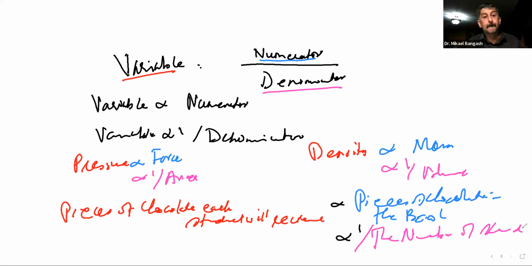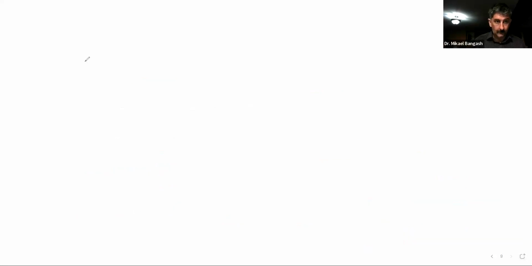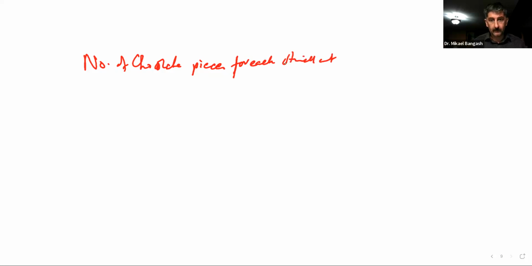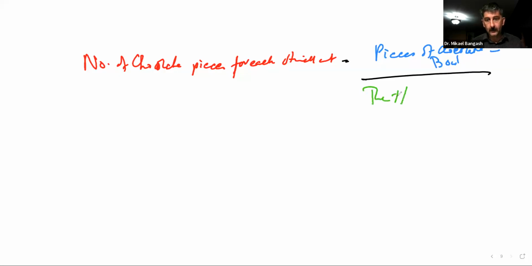So it's the same. If we had fewer students and the same number of chocolate pieces, let's do it this way. Number of chocolate pieces for each student. Now, how do we calculate that? That's going to be calculated using the formula: how many pieces of chocolate do we have in the bowl, divided by the number of students.